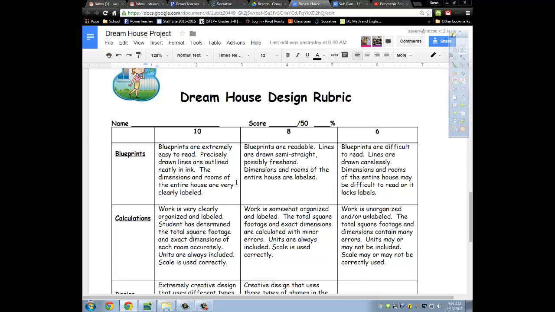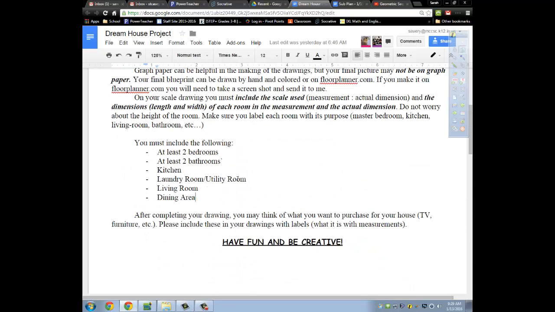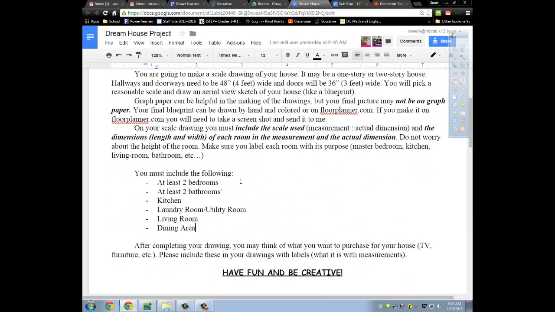But the most important thing is your measurements. And I do want to see the measurements on your rough draft. So if you make a bedroom, I want to see that's maybe 10 feet by 12 feet. I want you to write that down. And you also need to write down your scale. So write down all measurements that you make with your ruler. I want to see them.